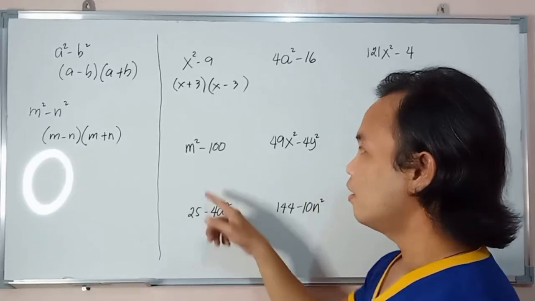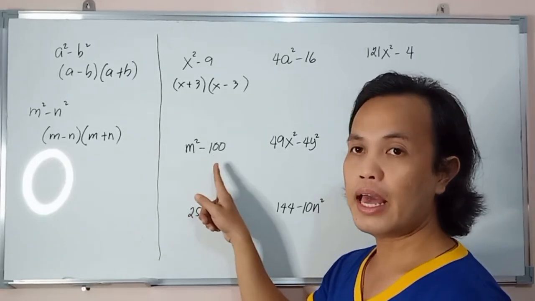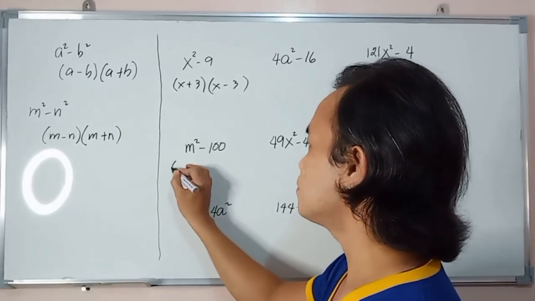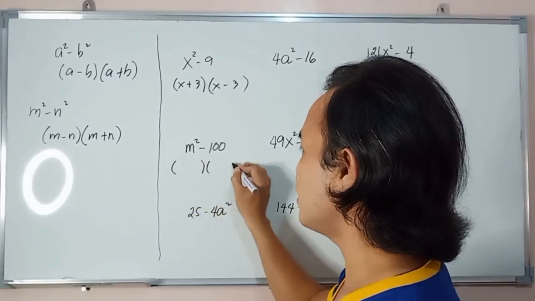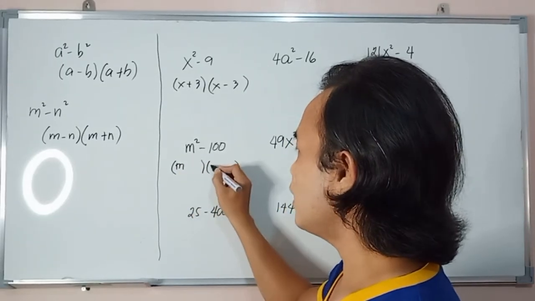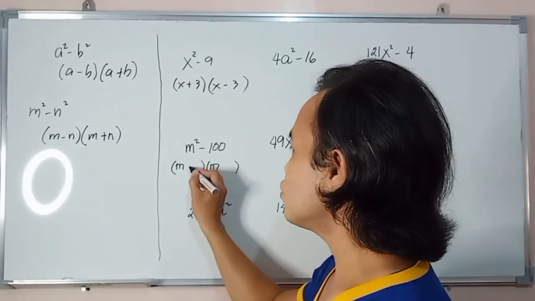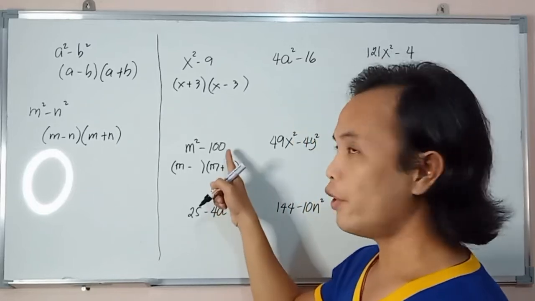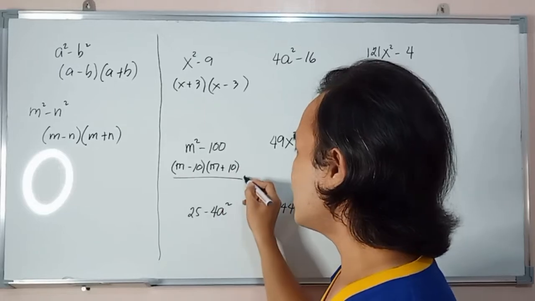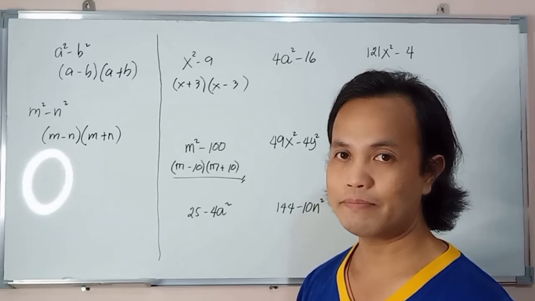Another example, we have m squared minus 100. Still, the first term is a perfect square and the second term is also a perfect square. So for the factors, we have these binomials. The square root of m squared is m, and we have here another m. Then we have plus and minus, or minus plus. The square root of 100 is 10, so we write 10 and 10. So these are now our factors of the binomial m squared minus 100.